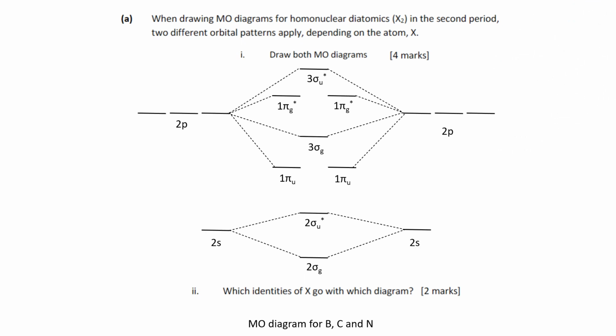The molecular orbital diagram for boron, carbon and nitrogen is mostly the same as the one for oxygen, fluorine and neon. However, in the 2p subshell, the 1 pi U bonding orbitals and the 3 sigma G bonding orbital have switched places. G stands for gerade, which is German for even, and U stands for ungerade, which is German for odd.